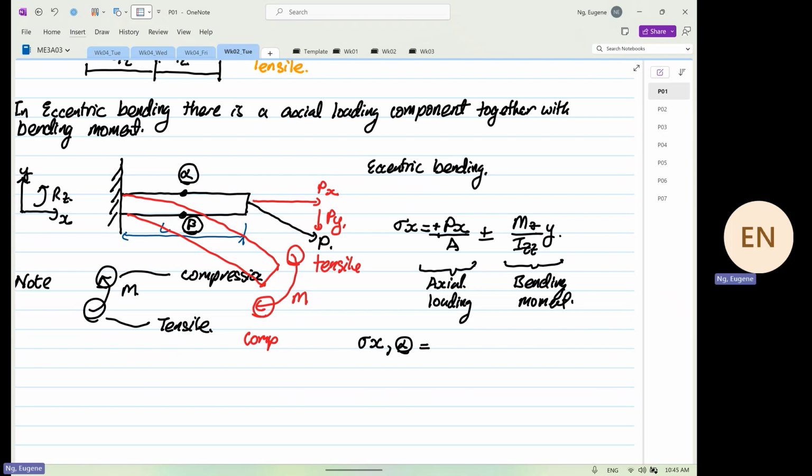Px over A, is it positive or negative? Positive. Bending moment, is it positive or negative? Look at the bending moment vector. I only have one person active learning. The rest are so quiet. So at alpha, if I were to draw here, this is moment about Z, this is in tensile, this is in compression. What will you say about the bending moment at alpha? Positive or negative? Evans? 50-50. You want to call a friend, you cheeky sort.